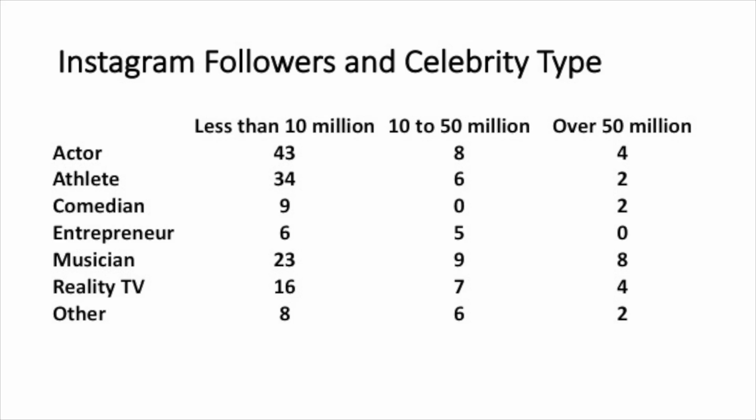We count up the number of observations in the data set that fall into each cell. So for instance, there are 43 observations in the data set that are both an actor and have less than 10 million Instagram followers. Likewise, there are 7 observations in the data set that's somebody that's a reality TV star that has between 10 and 50 million Instagram followers. You can see that the lowest frequency in the table is a combination of a comedian with between 10 and 50 million Instagram followers and an entrepreneur with over 50 million Instagram followers.